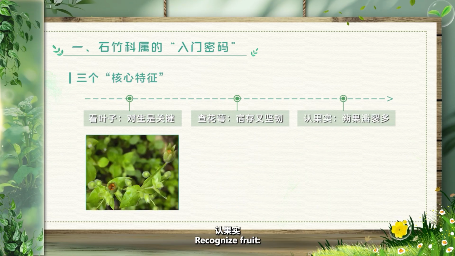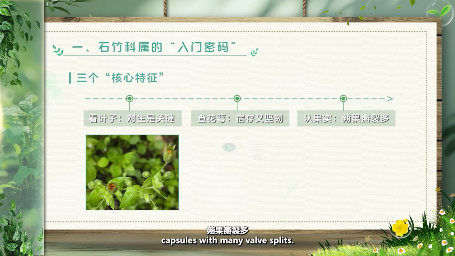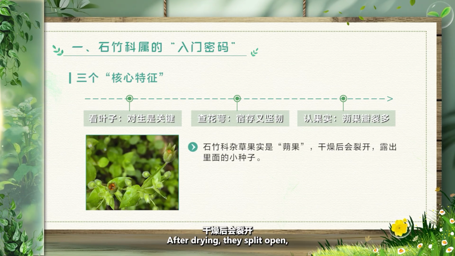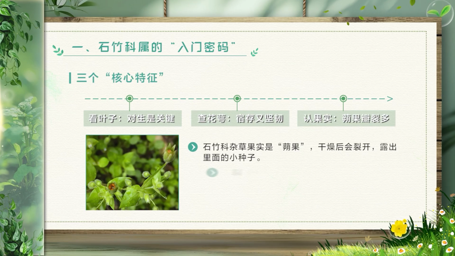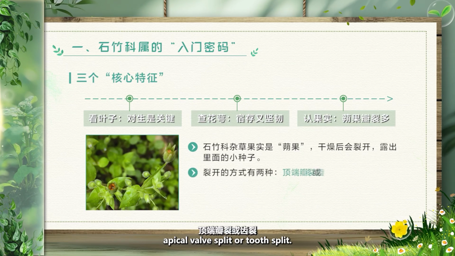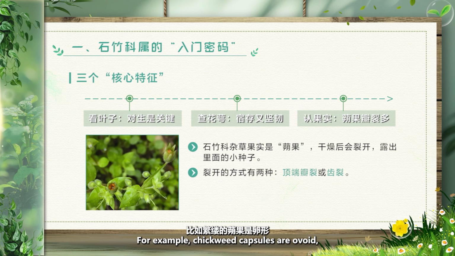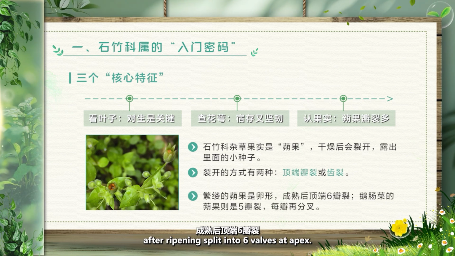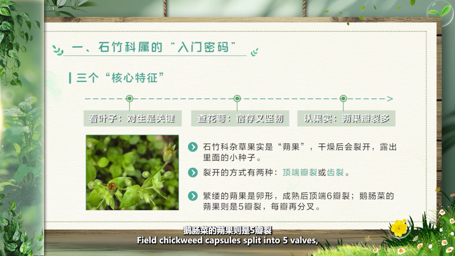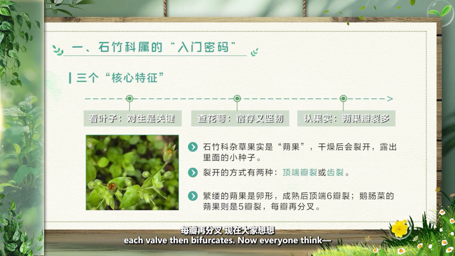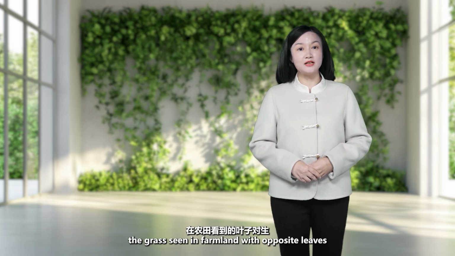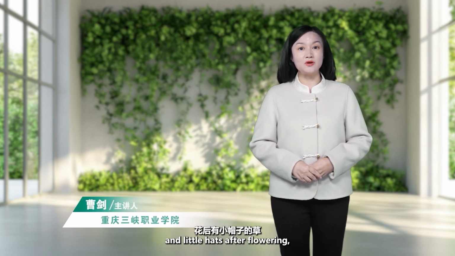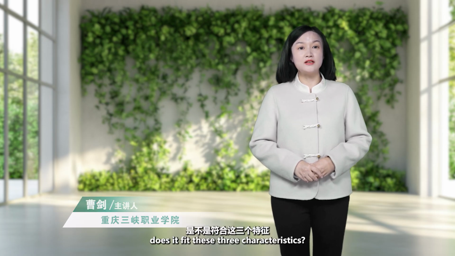3. Recognize fruit. Capsules with many valve splits. Caryophyllaceae weed fruits are capsules. After drying, they split open, revealing small seeds inside. There are 2 splitting methods, apical valve split or tooth split. For example, chickweed capsules are ovoid. After ripening split into 6 valves at apex. Field chickweed capsules split into 5 valves. Each valve then bifurcates. Now, everyone think about the grass seen in farmland with opposite leaves and little hats after flowering. Does it fit these 3 characteristics?